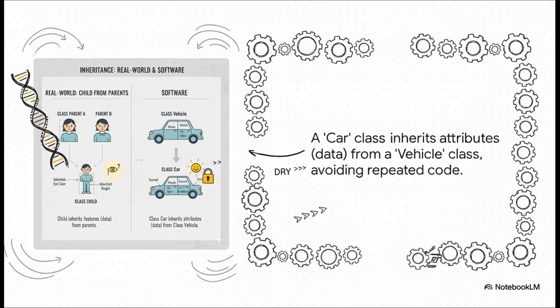It's just like a child inheriting traits like eye color from their parents. A car class can inherit basic properties, like has wheels, from a more general vehicle class. Then, the car class only needs to add the stuff that's unique to it, like, say, a sunroof. This is so powerful, and it helps keep code DRY, which stands for Don't Repeat Yourself.